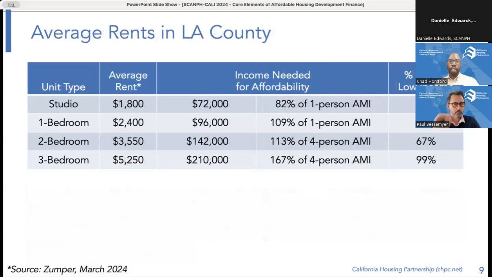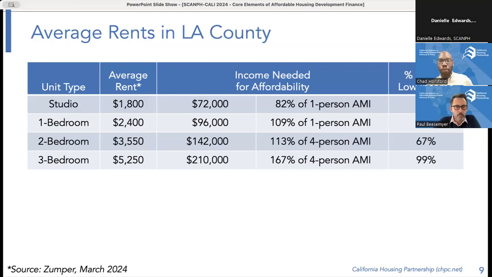Looking at affordability the other way, on this slide, we're going to walk through what average rents are in LA County currently. We pulled this data from Zumper based on March 2024 rent, so as of all of two days ago. So for a studio unit in LA, the average rent as of last month was $1,800 for the month.